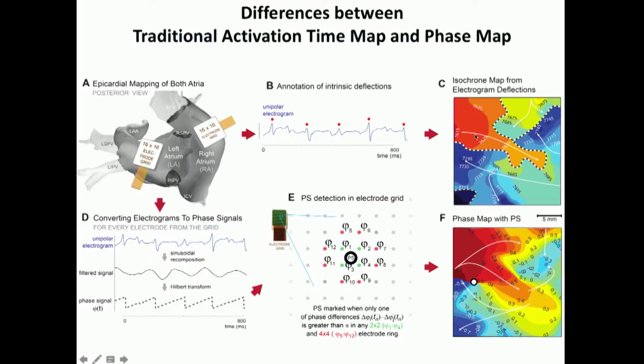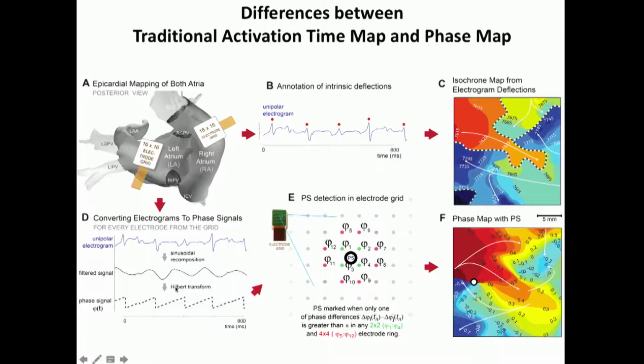This is here an isochronal map and a wave map in the same picture, and this is kind of the image or the representation of the electrical activation we get then. What we then added is the filter step by sinusoidal recomposition, as well as the Hilbert transform. This is a certain mathematical way to calculate instantaneous phase, and this is the phase signal.